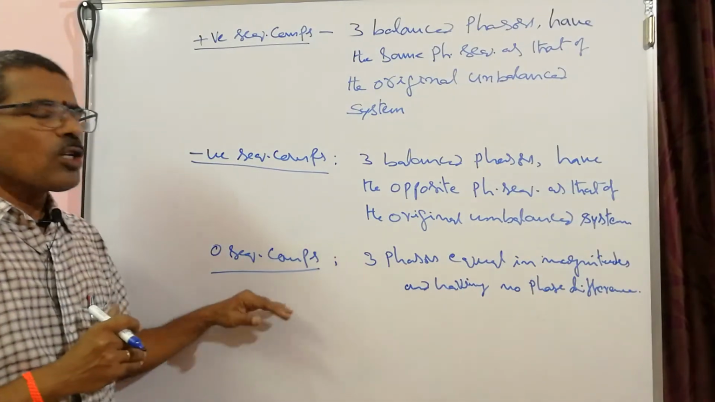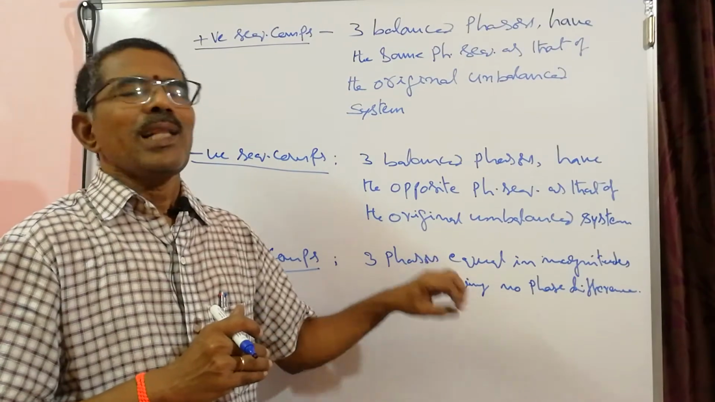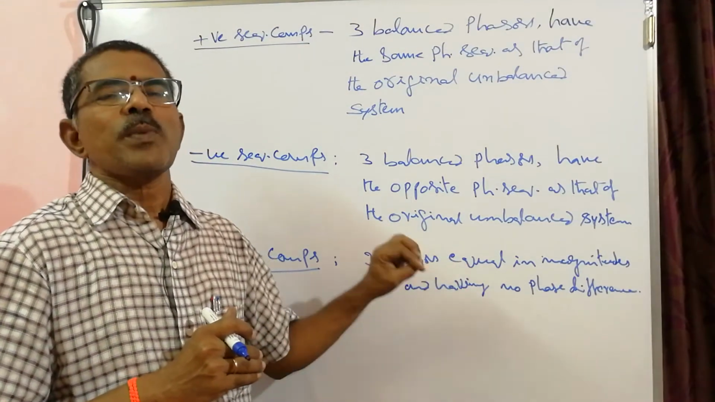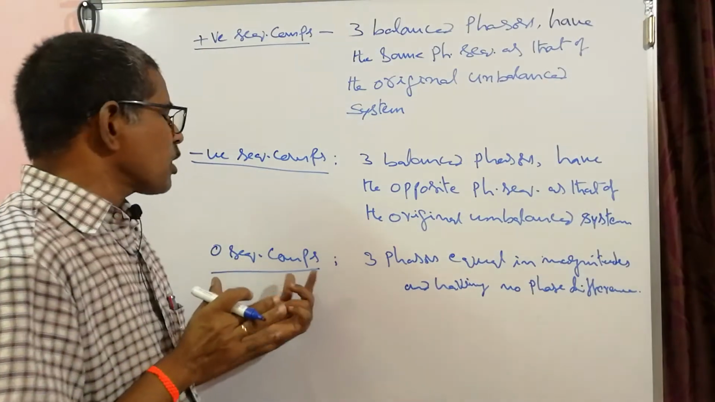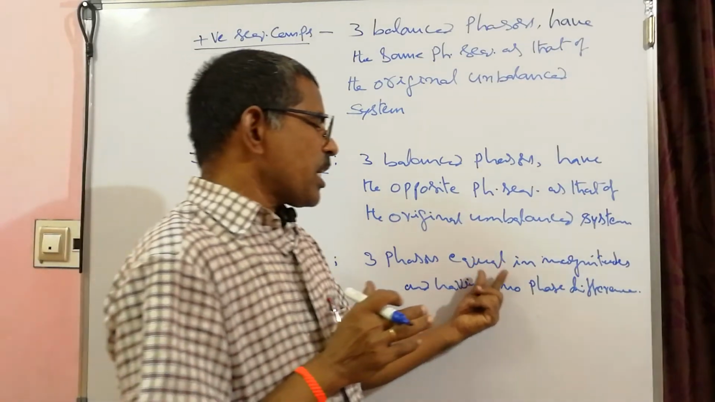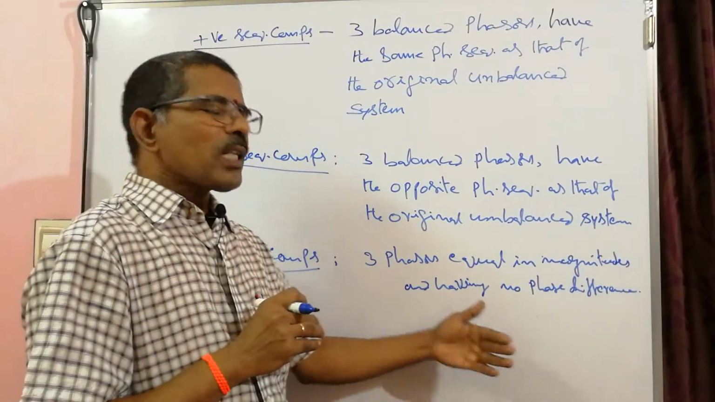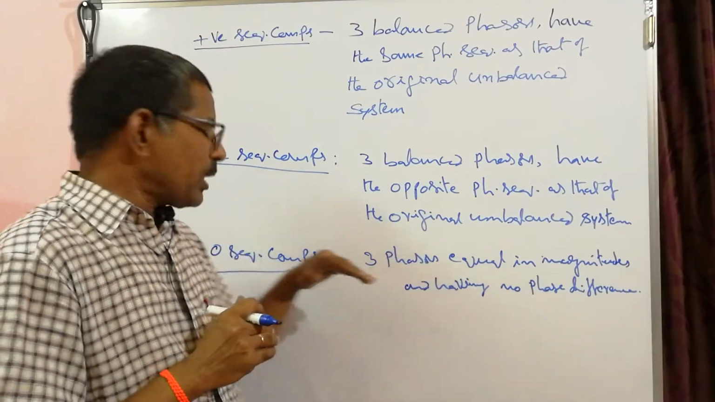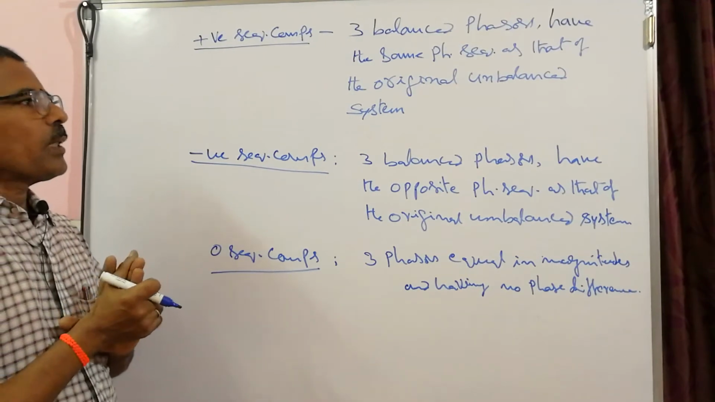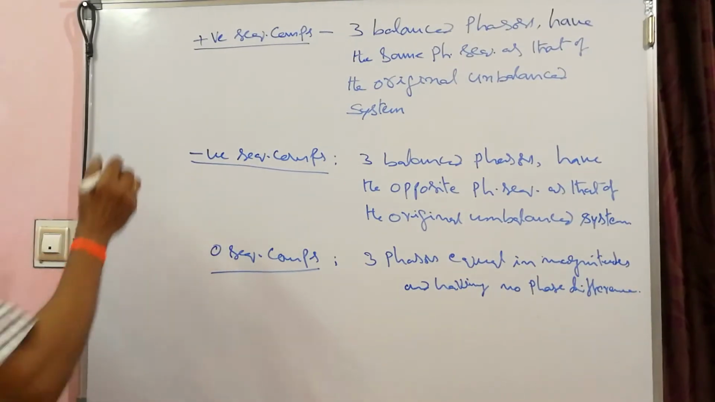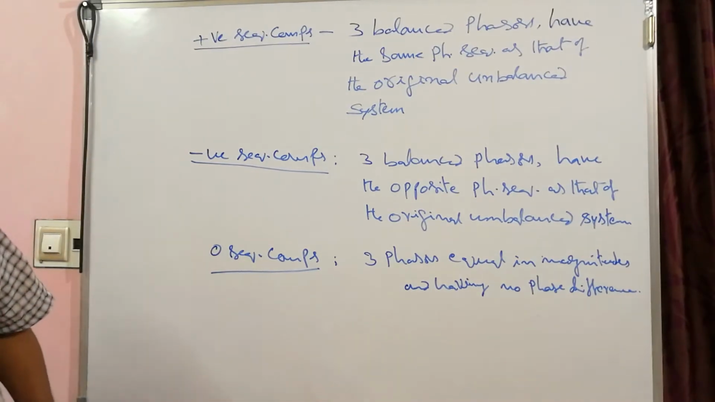Then the third set, zero sequence components. All 3 phasors are identical with respect to each other without any phase angle difference. So, that is why these are called zero sequence components, 3 phasors equal in magnitudes, but without any phase difference, or they are all in-phase components. All 3 phasors here are in phase. Okay. Suppose the original unbalanced system, I can draw that to give you more clarity.